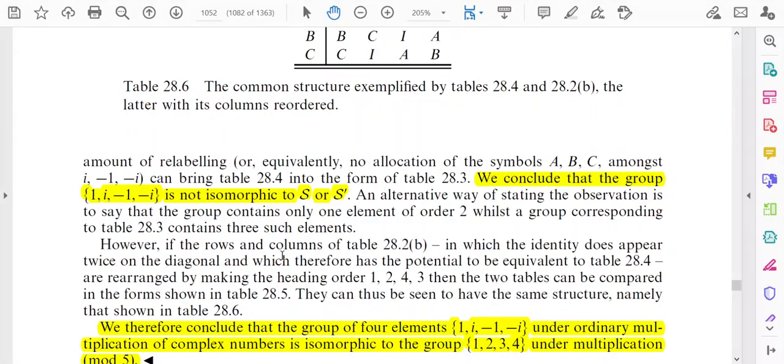However, if the rows and columns of table 28.2b, in which the identity does appear twice on the diagonal and which therefore has the potential to be equivalent to table 28.4, are rearranged by making the heading order 1, 2, 4, 3, then the two tables can be compared in the form shown in table 28.5.